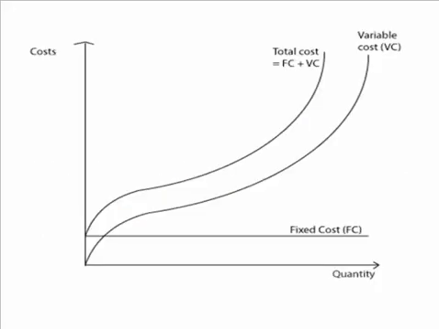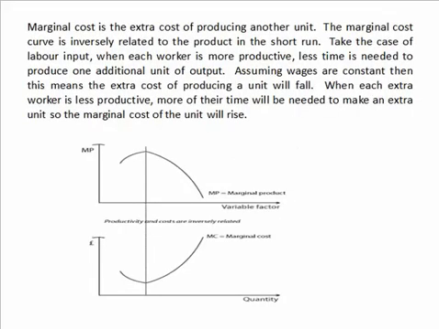So the variable costs vary with diminishing returns, and fixed costs are fixed. The variable costs, VC, and fixed costs, FC, add together to make the total cost, which is a shift upwards of the variable cost due to the summation of the variable cost and the fixed cost. Marginal cost is the cost of producing another unit. The marginal cost curve is inversely related to the product in the short run. Take the case of labour input.